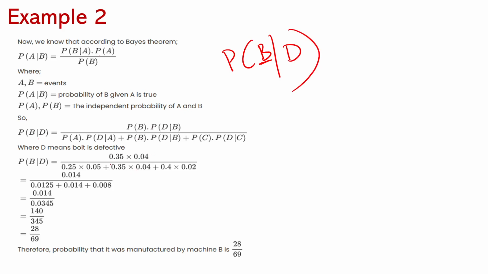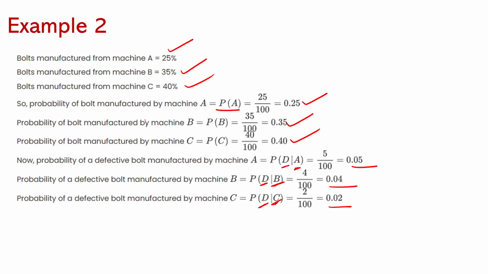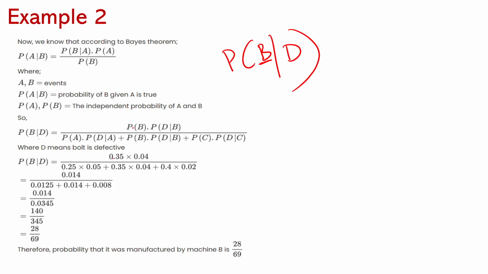So, using that, we know P of A, P of B, P of C, all these three. So P of B is 0.35 into the probability of a defective bolt from B, 0.04, divided by P of A into D given A, plus P of B into D given B, plus P of C into D given C. Okay. So we get this value as 28 by 69. Therefore, the probability that the defective bolt was manufactured by B is nothing but 28 by 69. Okay. So this is the application of Bayes theorem, right.